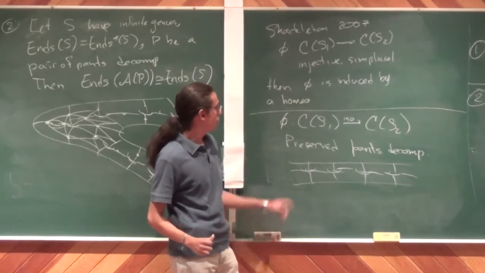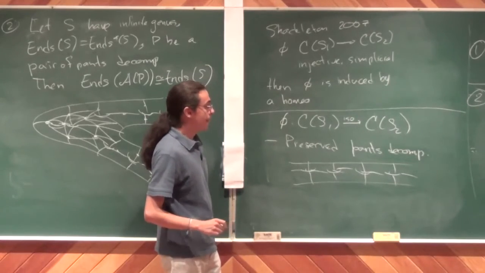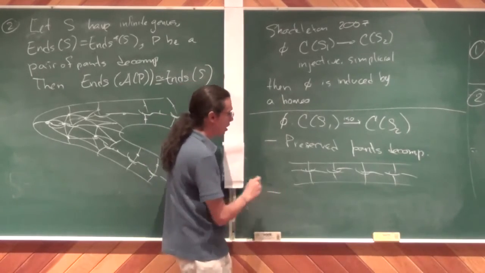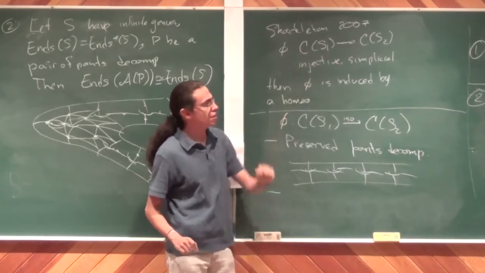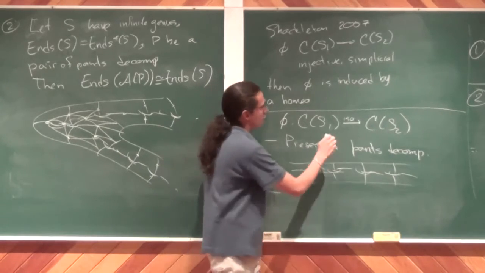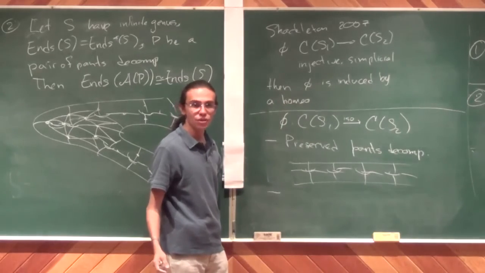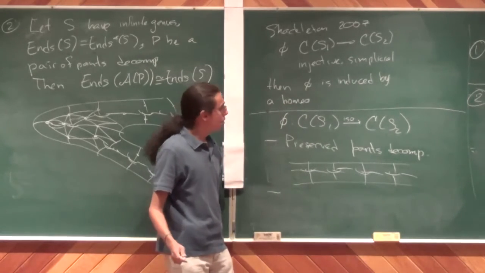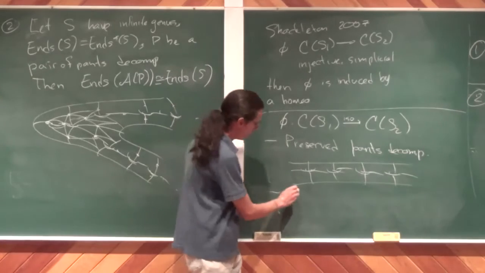So yeah, the isomorphisms preserve pants decomposition, and for example, emulating some of the proofs of Shackleton, we check that as long as S1 and S2 have a finite amount of boundary components, they will have exactly the same amount of boundary components.